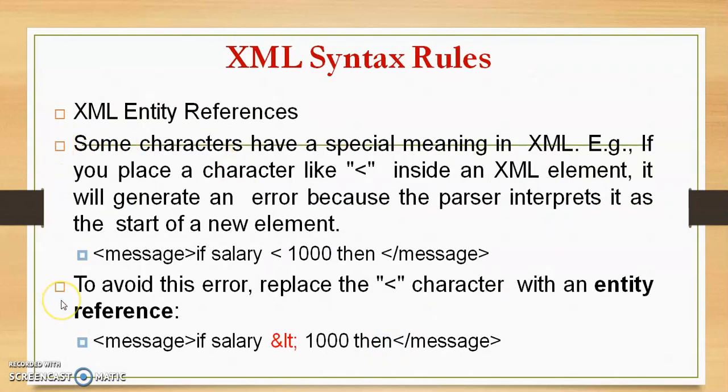XML has entity references. Some characters have a special meaning in XML. For example, if you place a less than symbol inside an XML element, it will generate an error because the parser interprets it as the start of a new element. For example, a message tag with the content if salary less than 1000, then the closing of the message tag. This is interpreted as the starting of a new element. To avoid this error, we can replace the less than character with the entity reference. So we can use ampersand LT semicolon in place of less than.